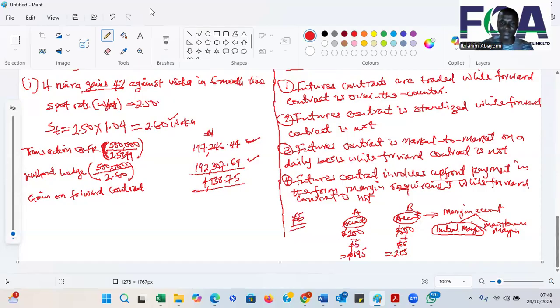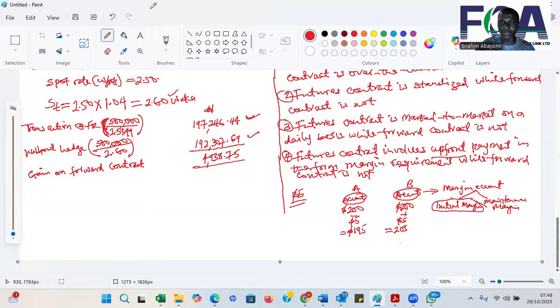So if on the second day the second party, Mr. B, has lost maybe $15, I will say minus 15. It will be deducted from his account, so the balance will be 190. Am I correct? 190, yes. So this man has gained $15, so his account balance becomes 210.